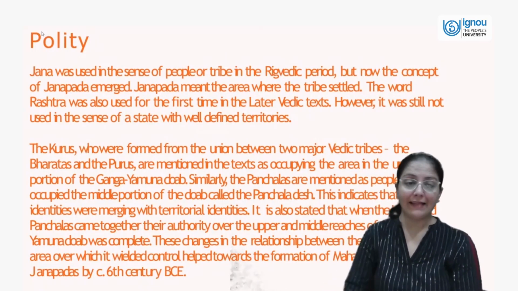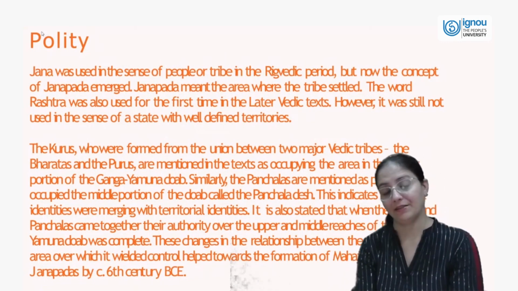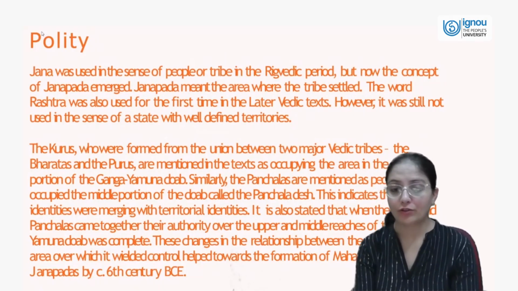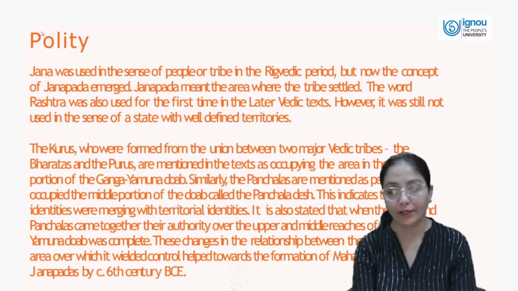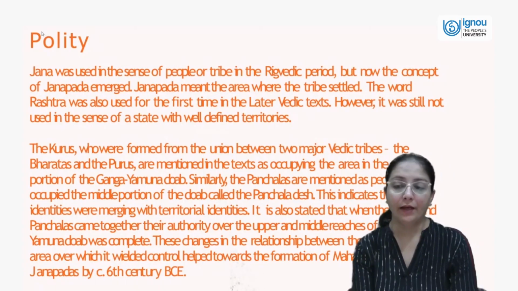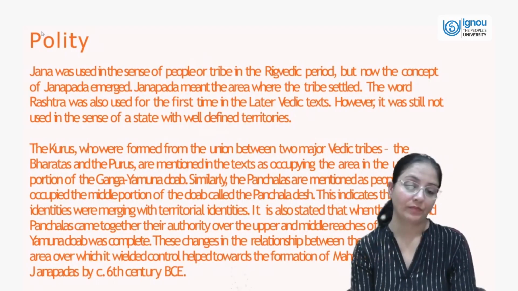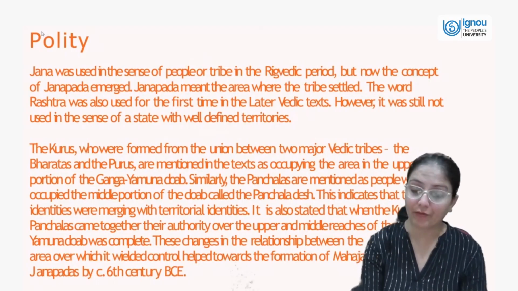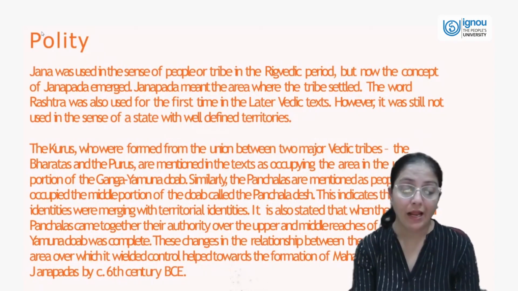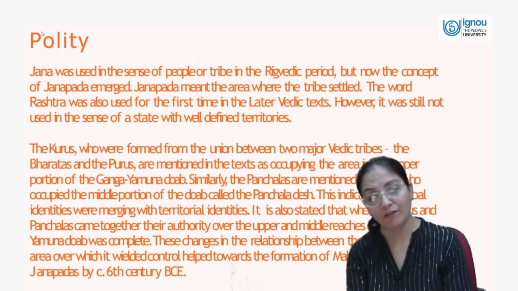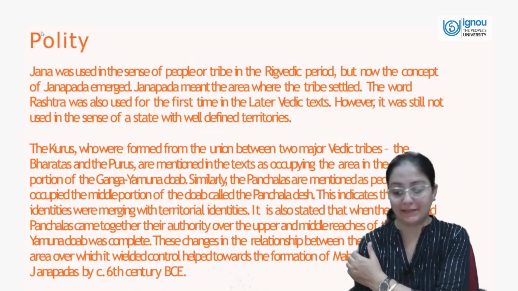This indicates that tribal identities were merging with territorial identities. It is also stated that when the Kurus and Panchalas came together, their authority over the upper and middle reaches of the Ganga-Yamuna Doab was complete. These changes in the relationship between Jana and the area over which it wielded control helped towards the formation of Mahajanapadas and Janapadas by circa 6th century BC.